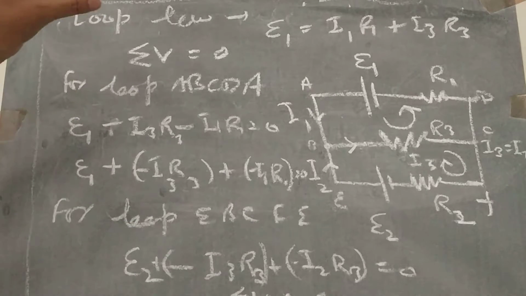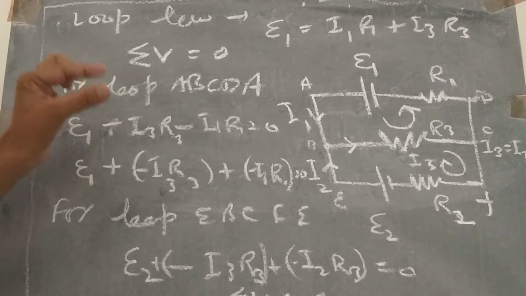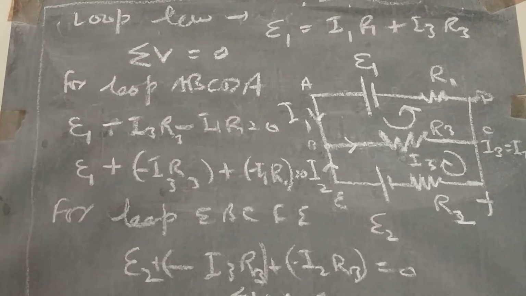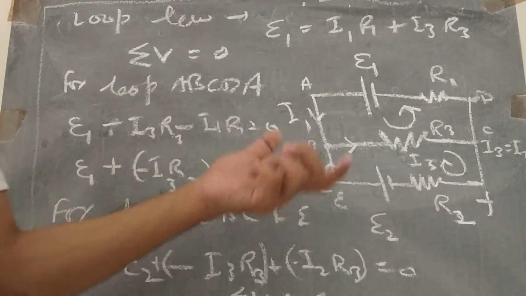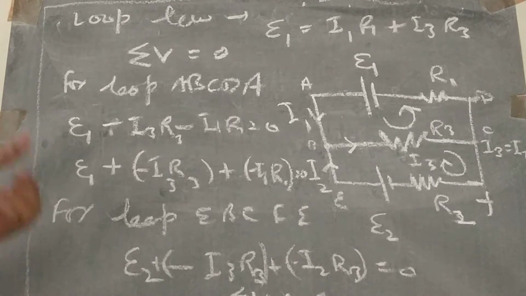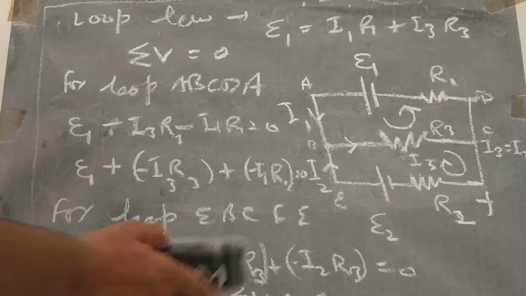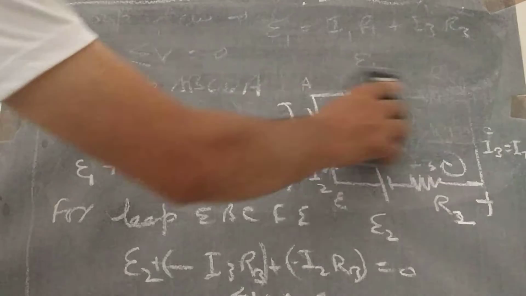First one is, for a closed loop the sum total of voltage is 0, or total EMF equals the algebraic sum of the product of resistance and respective current. So these are the two laws given by Kirchhoff.